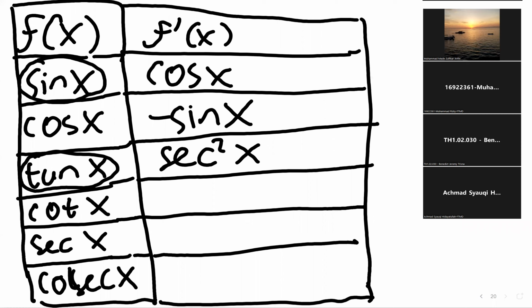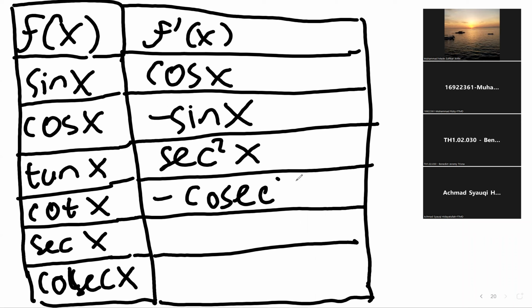Muhammad Made Zulfikar Arifin. Yes, sir. Okay. If f of x equals cotangent of x, what is its derivative? Minus cosecant squared of x, sir. Minus cosecant squared of x, right? Okay, good.